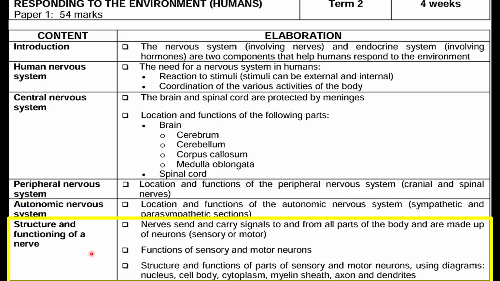Then the last part deals with the structure and functioning of a nerve, and hence we need to know the definition of a nerve. And you have short information on it. What are nerves? Nerves send and carry signals to and from all parts of the body and are made up of neurons. And here you have been told there are two neurons we need to focus on. You're going to discover later on there are three, but there are two that we need to know. We have sensory and motor.